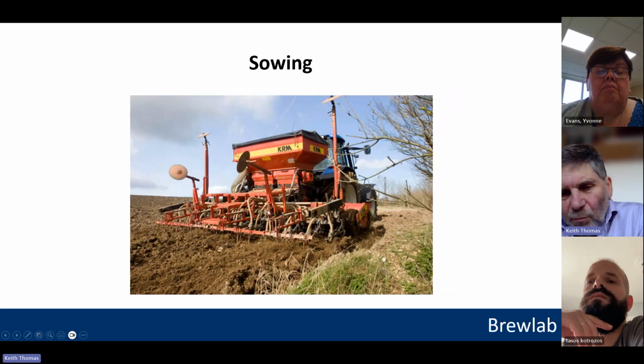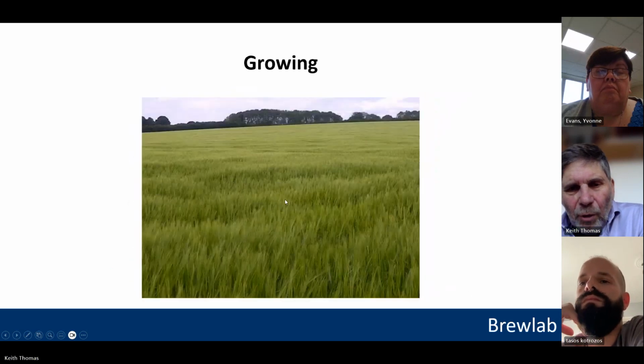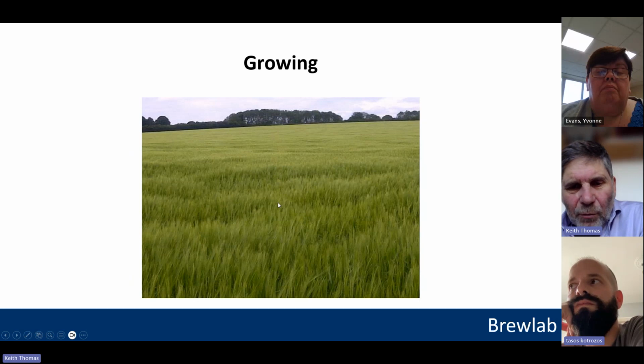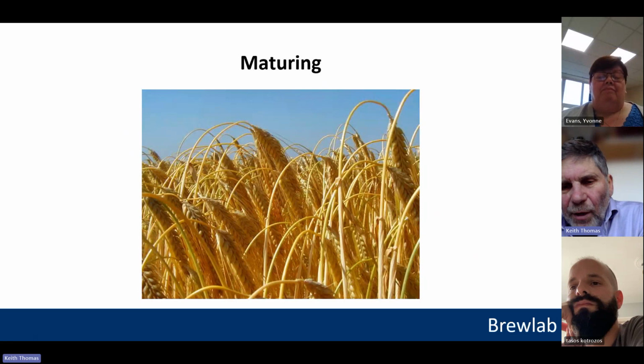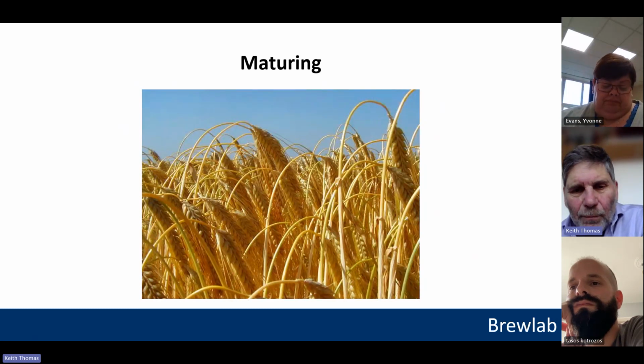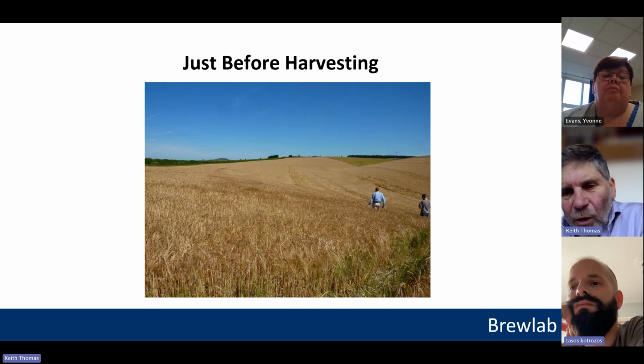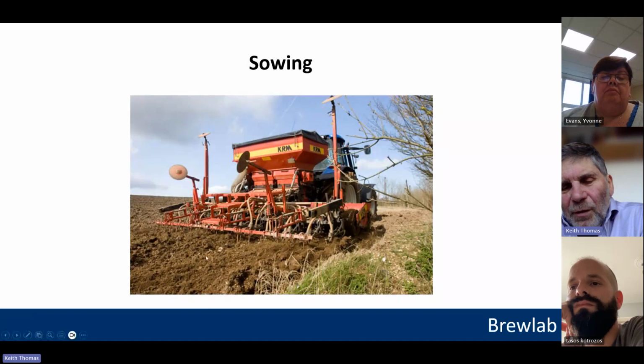And sowing is fairly mechanical. Growing, you've got to manage it, but it depends on the climate and the weather conditions. And then maturing, you want the right heat at the right time, at the appropriate point in the year. Just before harvesting, checks are made and samples are taken. Nowadays a lot of this, interestingly, is done more remotely as well.